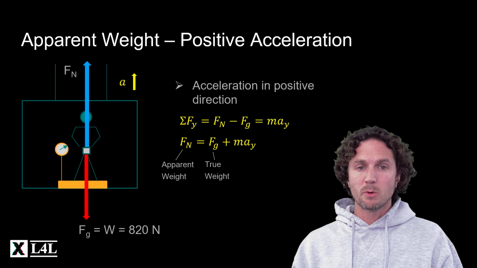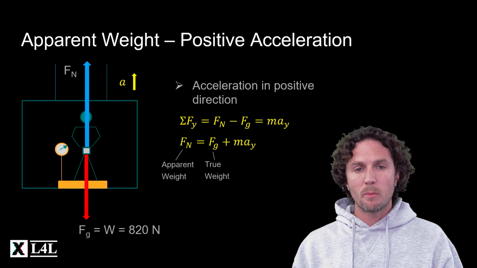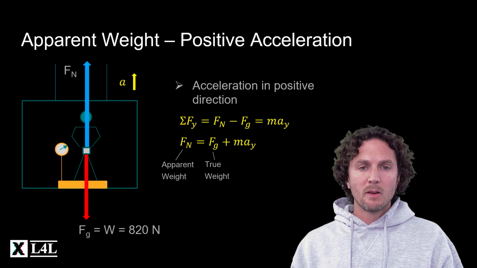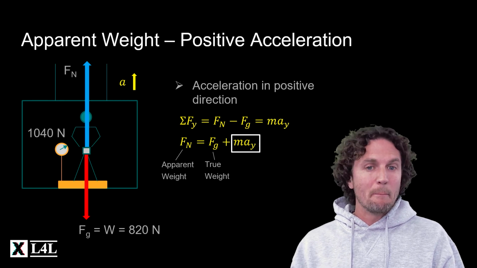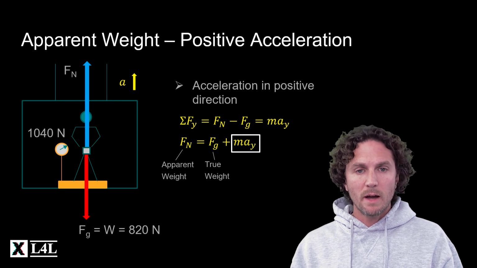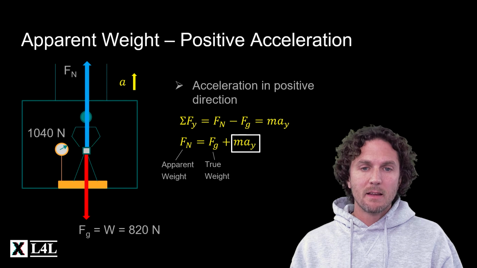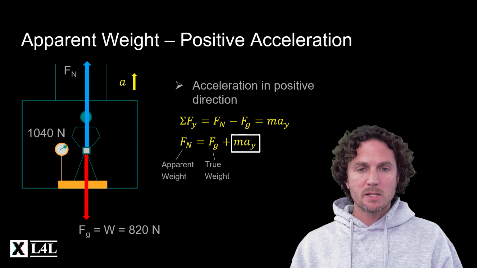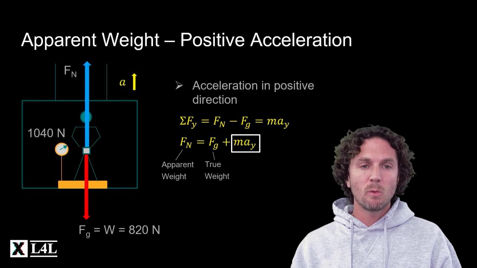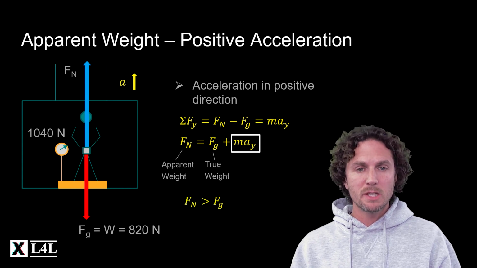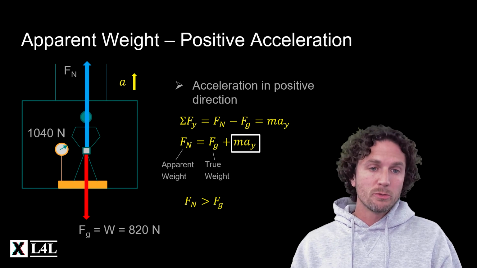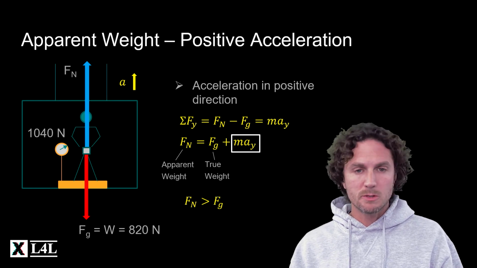So summing up the forces, again, we have the same equation for our apparent weight, which is just a rearrangement of Newton's second law. And what we find here is that if I have a positive acceleration in the y direction, I'm going to add the mass times that acceleration to my force of gravity, my true weight, so that my apparent weight, whenever I have a positive acceleration, is always going to be greater than my true weight, or the normal force is going to be greater than the force of gravity.